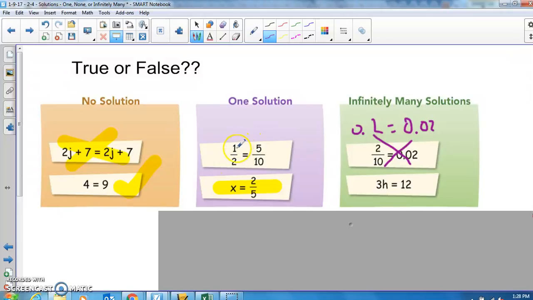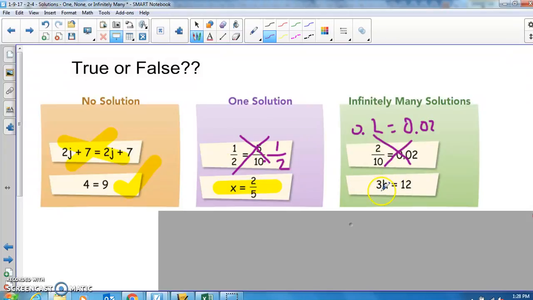Let me go back over here real quick. 1/2, does that equal 5/10? Yes, it does, which simplifies to 1/2. Now, would that be one solution or would that be infinite number? That would be infinite because these two values are the same. So that would be false for one solution.